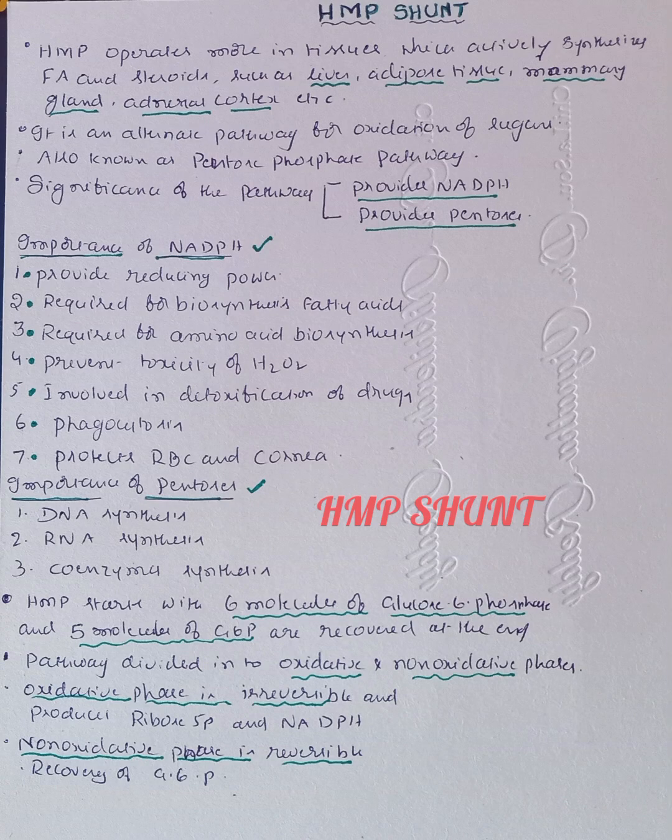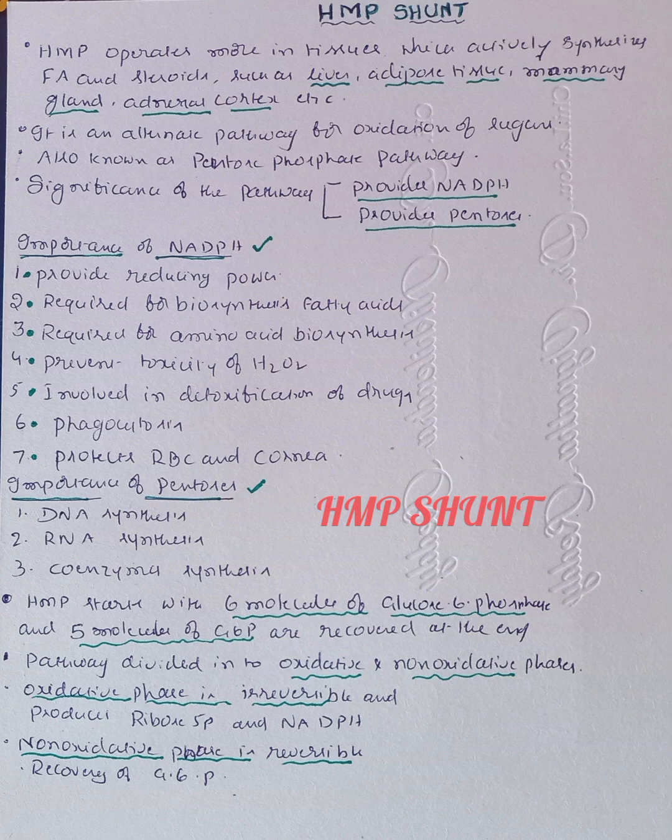HMP shunt is an alternative pathway for oxidation of sugars via glycolysis and TCA cycle. Actually, in most animal tissues, the major fate of glucose is by glycolytic breakdown. But if the cell needs some specialized products like riboses, this HMP shunt operates.